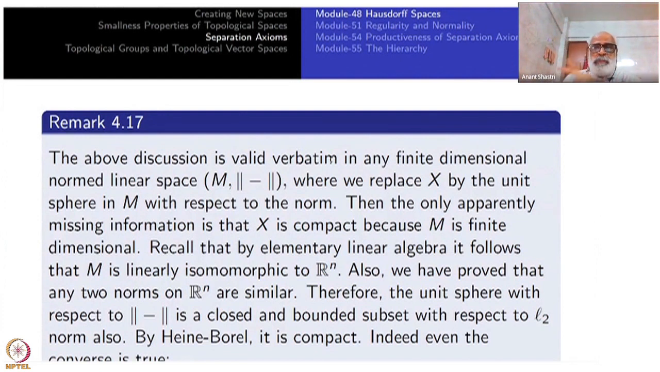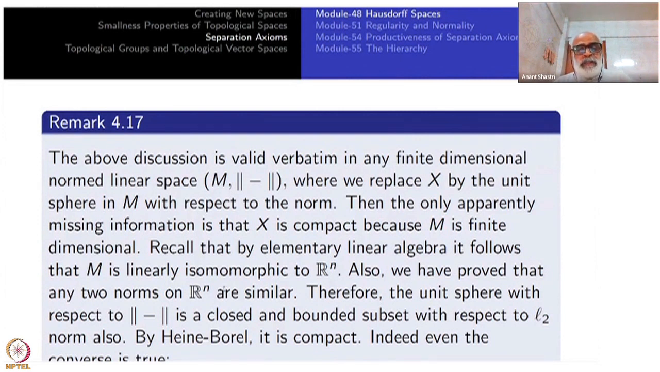So we might have already seen this one, but I will complete this argument. First of all, recall that by elementary linear algebra, any finite dimensional linear space is isomorphic to some Rn, where n is the dimension. Also, we have proved that any two norms on Rn are similar. Similarity preserves boundedness and closedness.